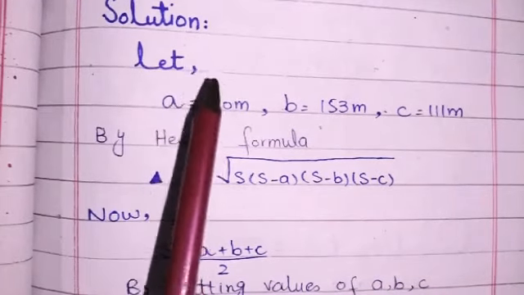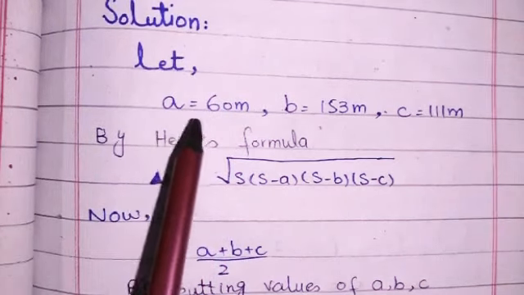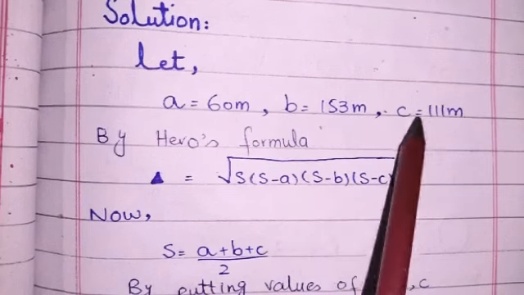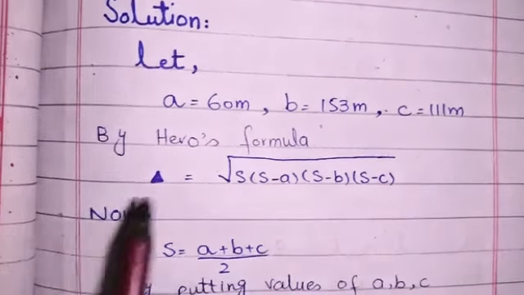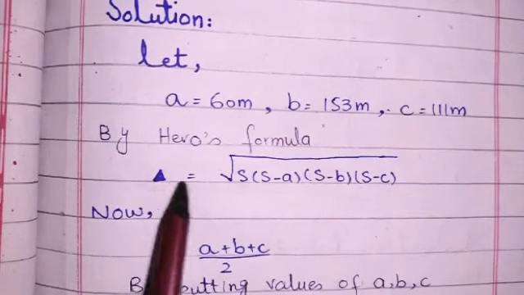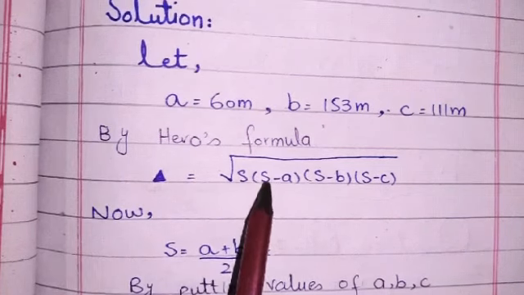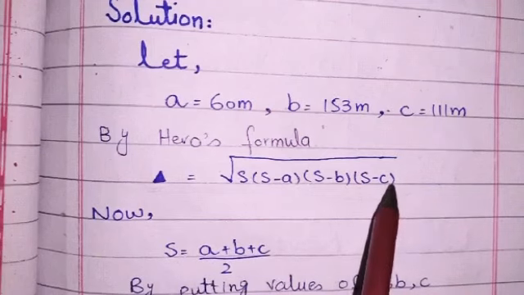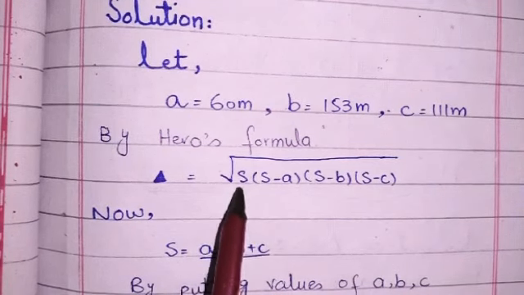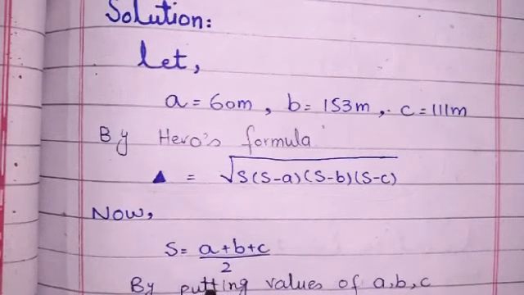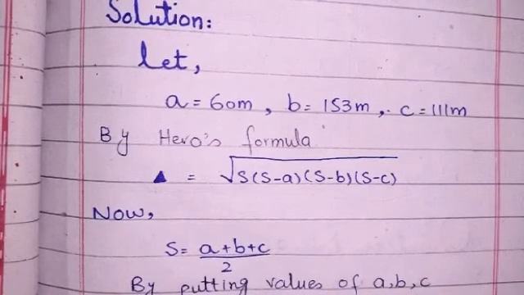Now students, there are three lengths given to us, so we will name them: a is equal to 60 meter, b is equal to 153 meter and c is equal to 111 meter. By Hero's formula, first we will write the formula. Area of triangle is equal to square root of s into s minus a into s minus b into s minus c. a, b and c are given to us, but what is s? Firstly we will find the value of s. Here s is equal to (a plus b plus c) over 2. We will find the value of s by putting the values of a, b, c into the formula.